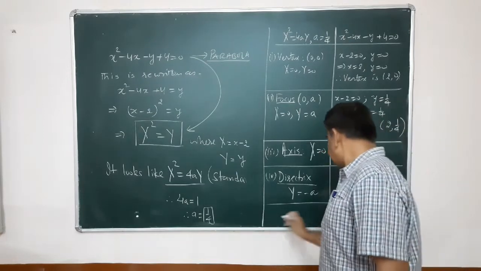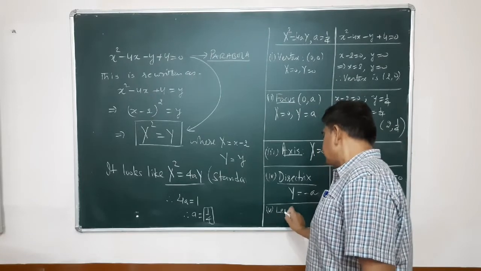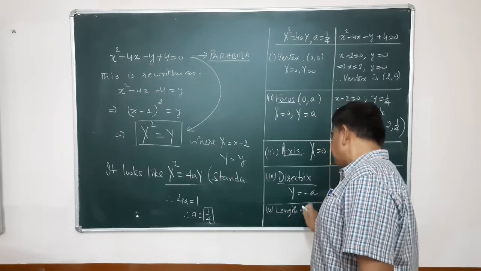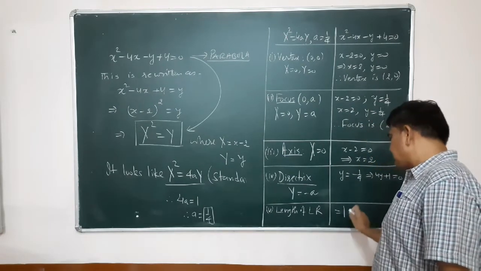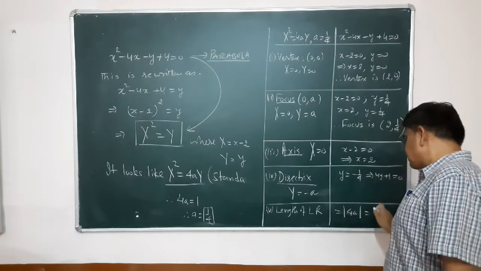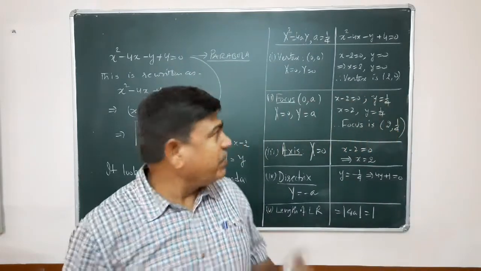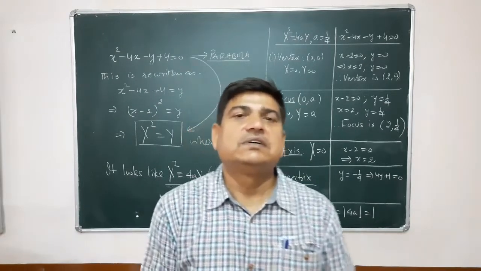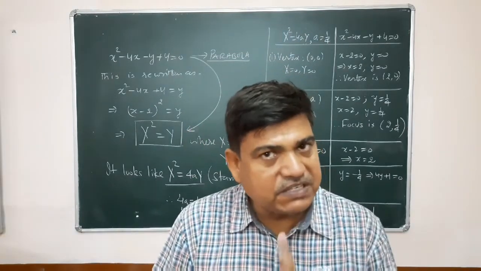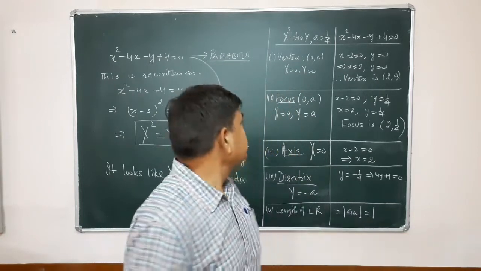And the last point, length of latus rectum. That is modulus, because length is 1 unit. This way we can find all the things. This you have already learnt in previous class, but you must know.